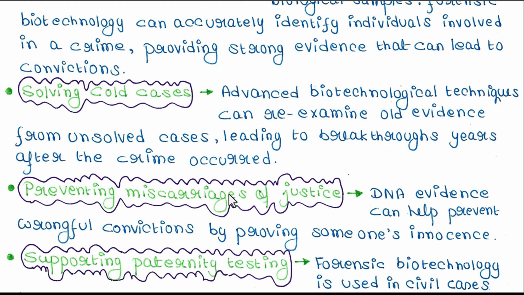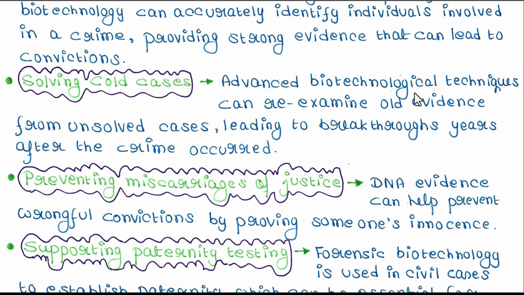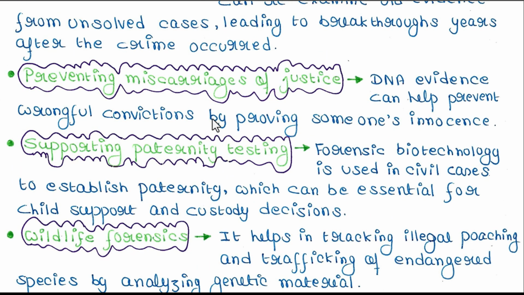Now, next is solving cold cases. Advanced biotechnological techniques can re-examine old evidence from unsolved cases, leading to breakthroughs years after the crime occurred. Next is preventing miscarriages of justice. DNA evidence can help prevent wrongful convictions by proving someone's innocence. So it helps to prove who is innocent and who is not.